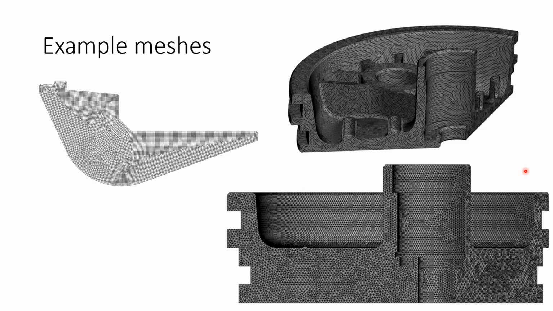So here are some example meshes. This is a nozzle of a rocket engine, a 2D analysis for thermal simulations, and this is the forward closure of a rocket engine. This is a 3D periodic analysis.